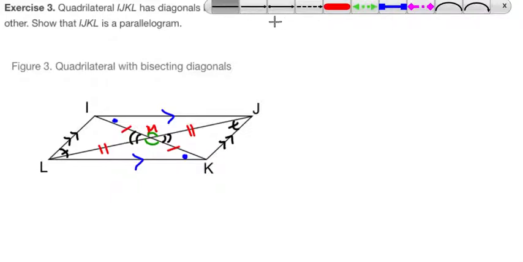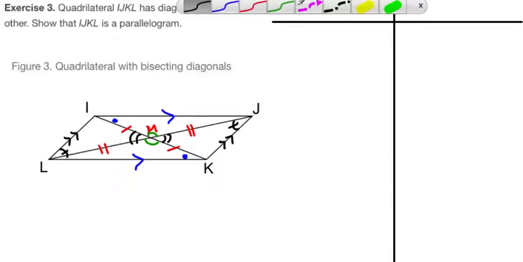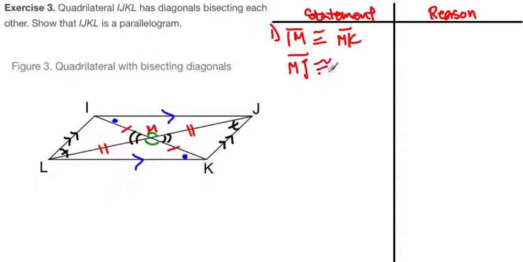So let us try to write this one up together. So here we have, now first, since the quadrilateral's diagonals are bisecting each other, we'll say IM is congruent to MK, and also MJ must be congruent to ML.